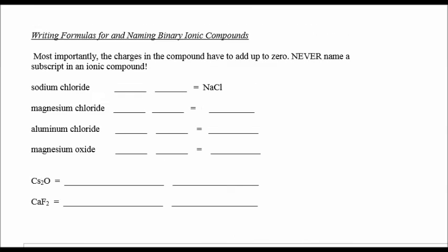So now we're going to start writing formulas and naming. Binary means 2 different elements. Ionic means it's a metal and a nonmetal. Most importantly, the charges of the compound have to add up to 0. And when we name an ionic compound, we never name the subscript.